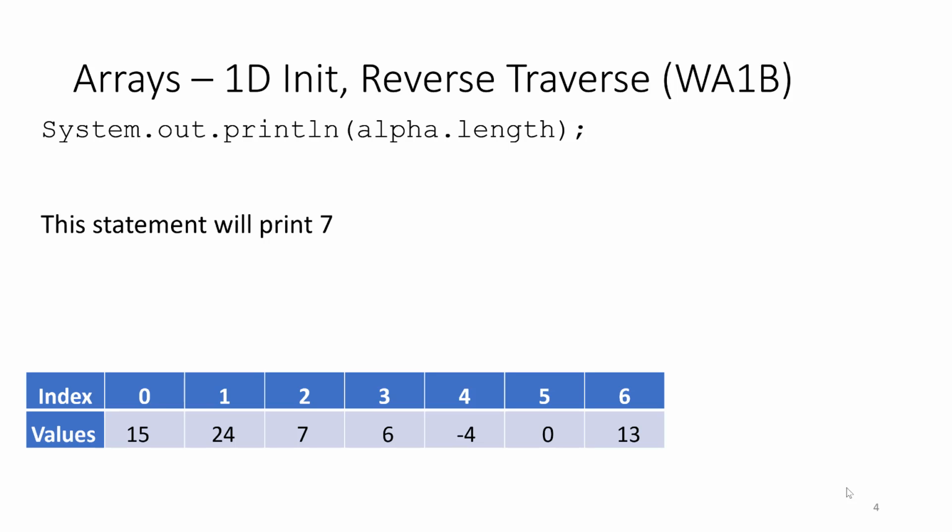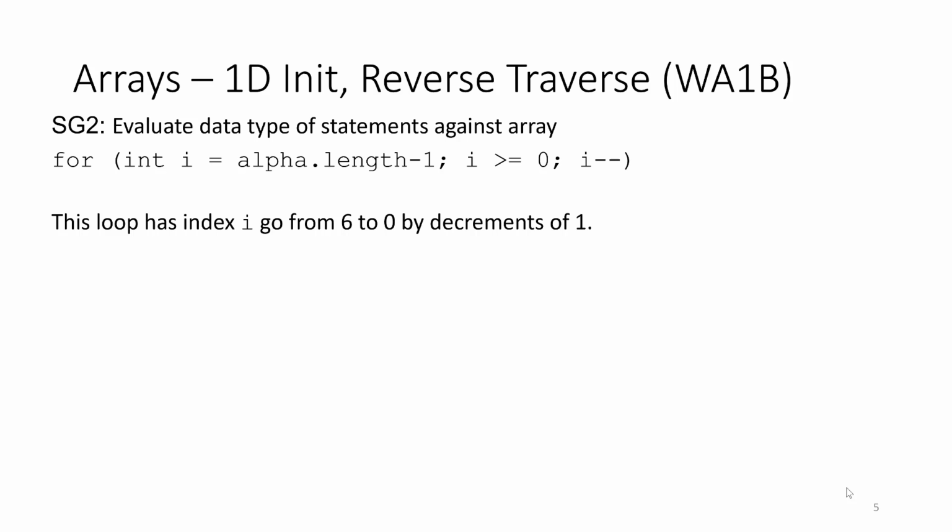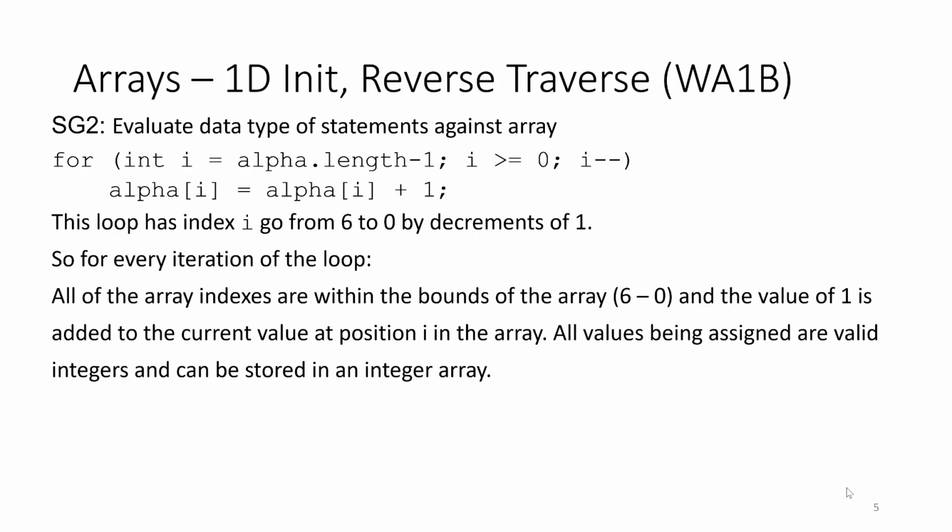The first statement to evaluate is System.out.println(alpha.length). This statement will print 7 because the length of the array is 7. Sub-goal 2, evaluate the data type of the statements against the array. There is a for loop that has an index that goes from 6 to 0 by decrements of 1. Inside the loop, the value of 1 is added to the current value at the position i in the array. All of the values being assigned are valid integers and can be stored in an integer array.